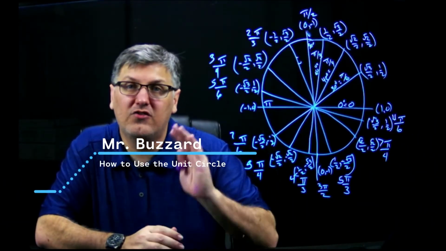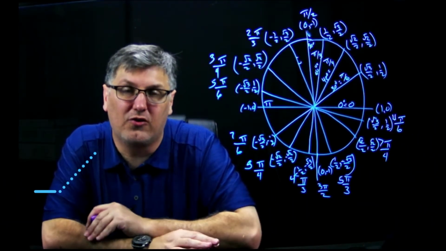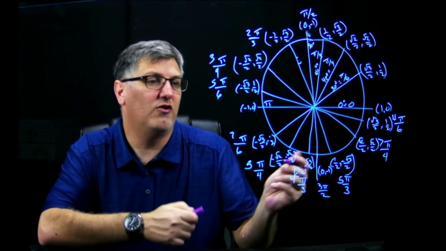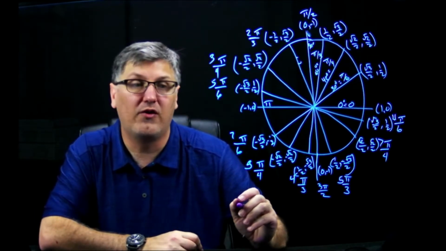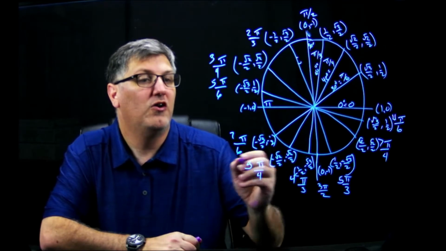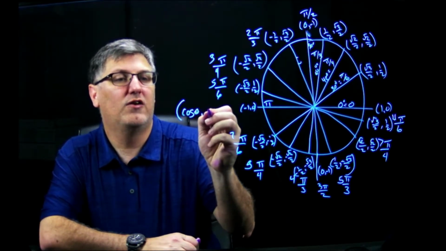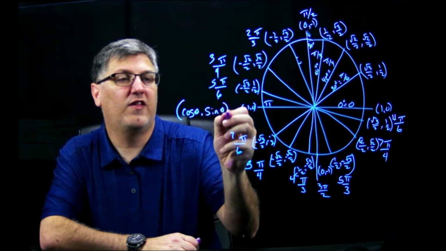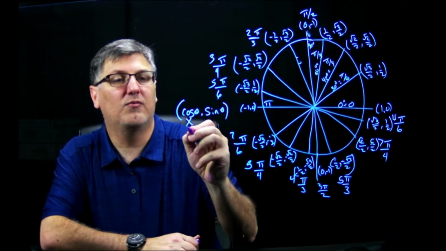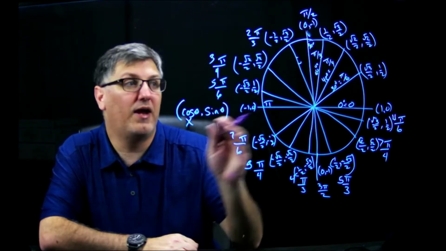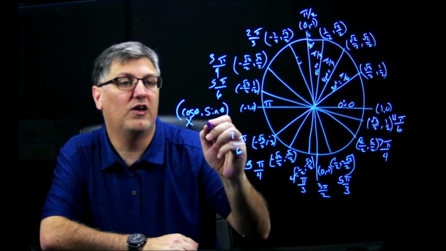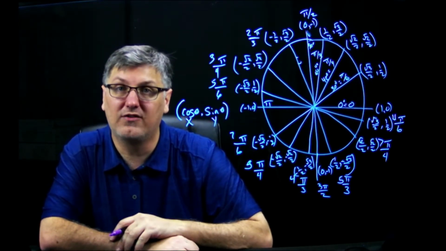Alright guys, let's talk about how to use the unit circle. On all your unit circles, any unit circle that you find online or the one that I'm going to put in Schoology for you, you're going to see a point that says cosine theta, sine theta. What this means is my x value is my cosine and my y value is my sine.